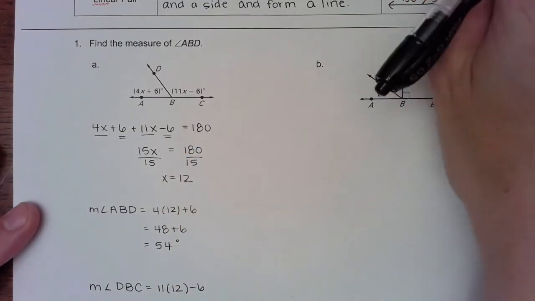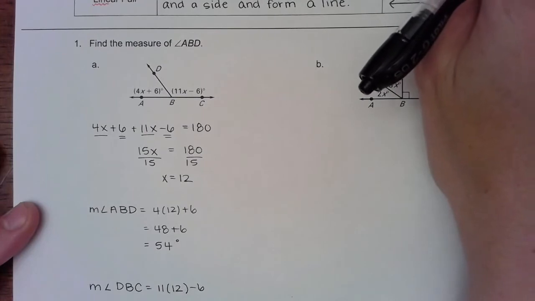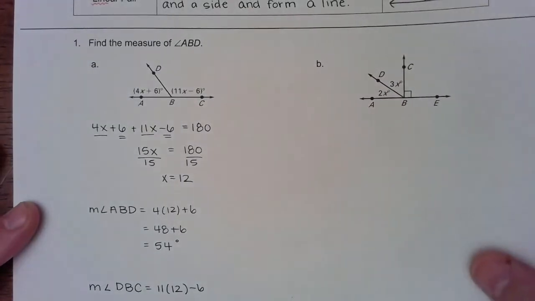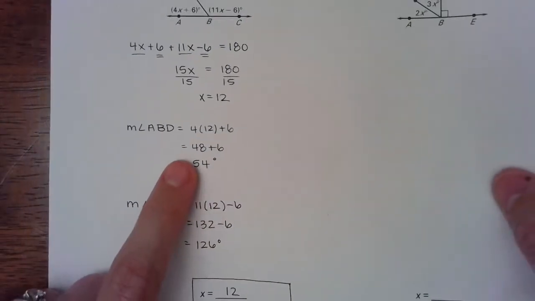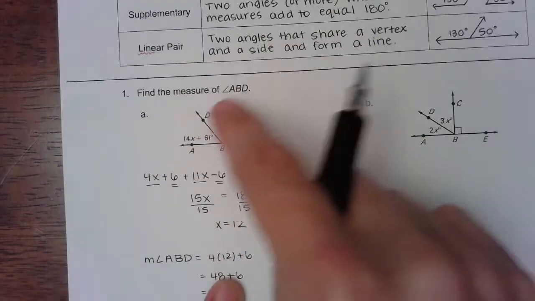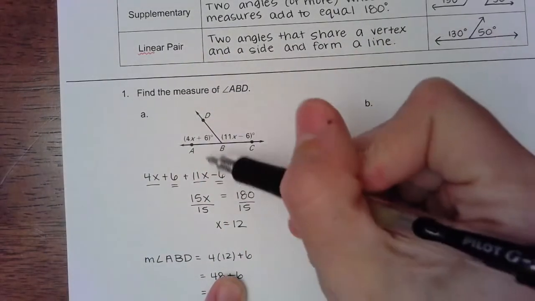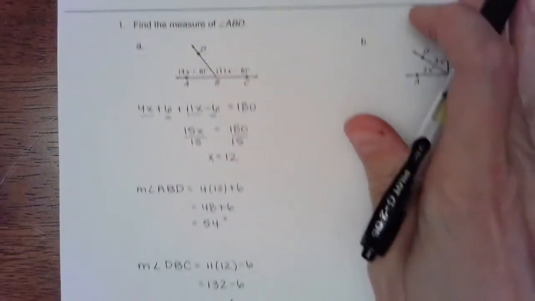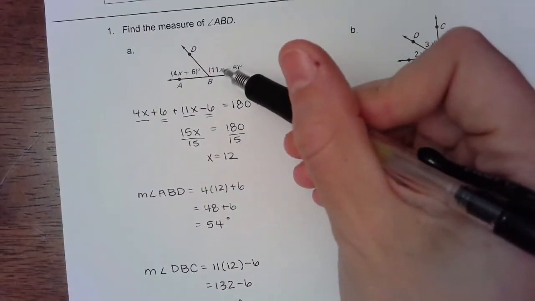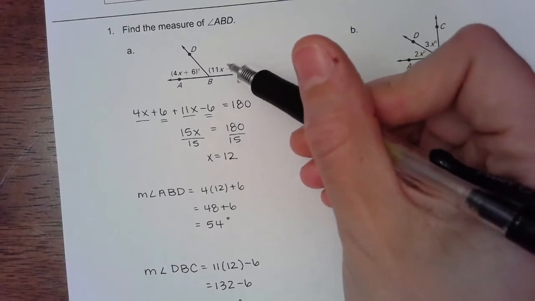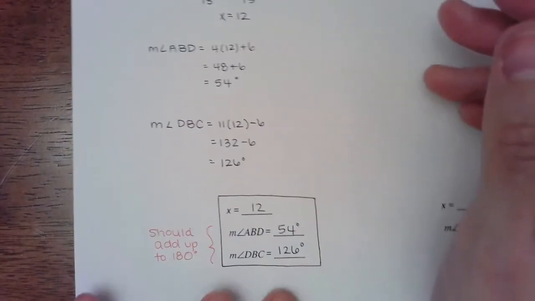And then once you know what x is equal to, you plug it into whatever it is that you're trying to find. On this one, it wants me to find each of the two pieces. So when I plug 12 into the first one, I'll plug it in for x right here. So I'll do 4 times 12 is 48 plus 6 is 54. And then I'll take the same 12 that I got for x and I'll plug it in for this one right here. 11 times 12 is 132, minus 6 is 126.